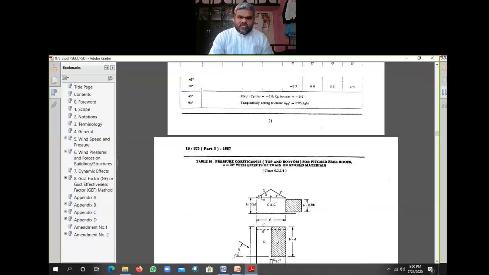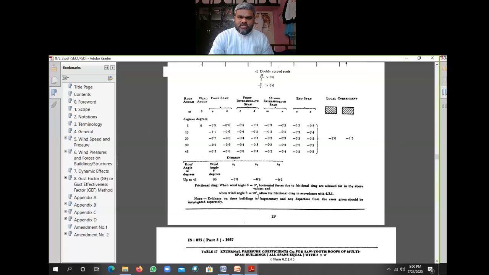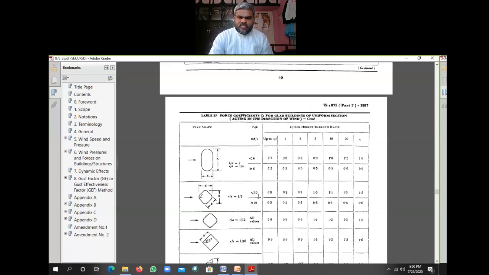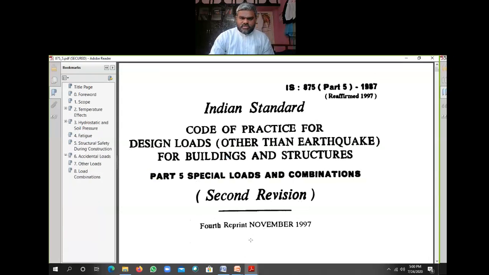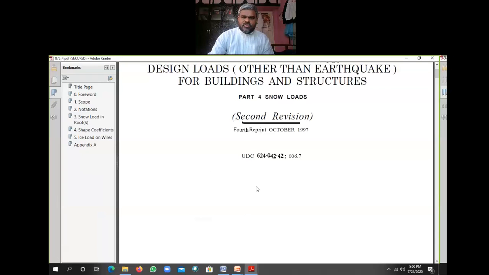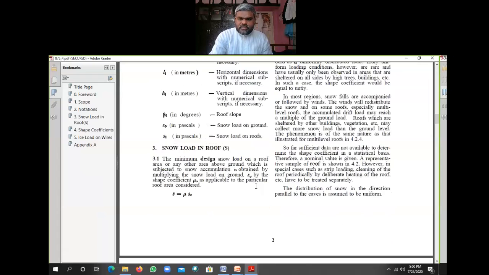This is the code which we can take as a reference to calculate the wind loads: IS 875 Part 3, right? Then we will see the fourth one. What is this? Snow load, right? How snow loads are calculated. Some notations are also given.